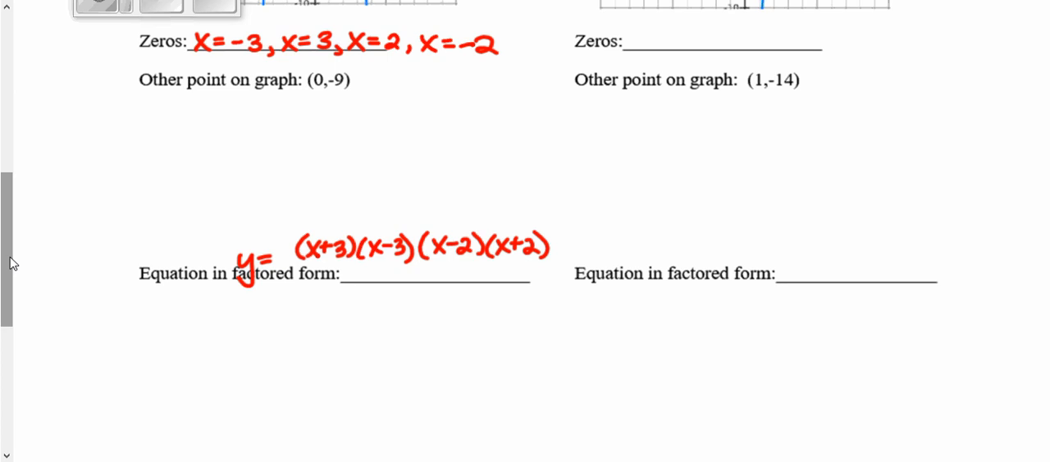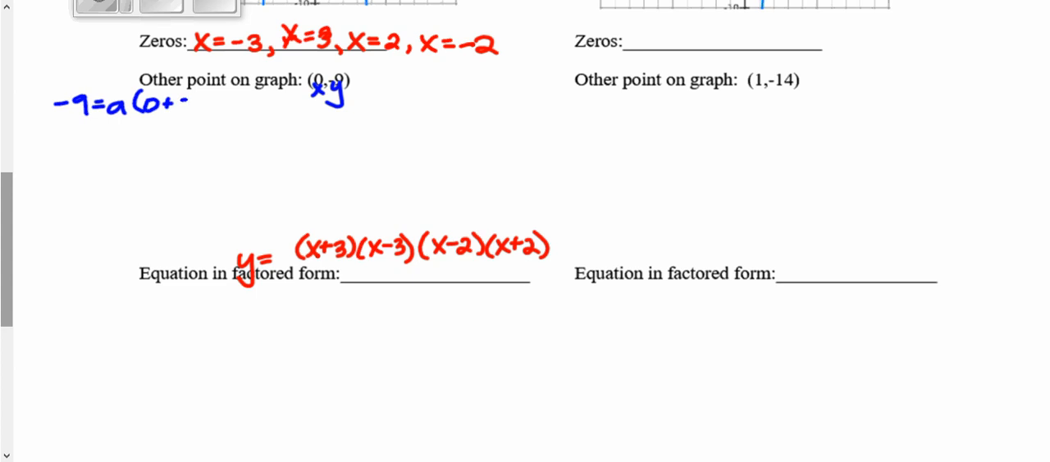The next thing I'm going to do is use this other point on this graph, the 0, -9, and that's giving you an x and a y value. So plugging in the -9 for the y, and a 0 for all the x's. So -9 for the y. I'm going to put an a, because that's what I'm solving for, and a 0 for all the x's.